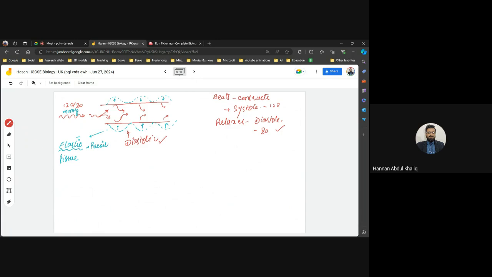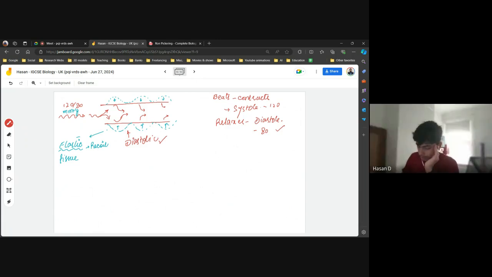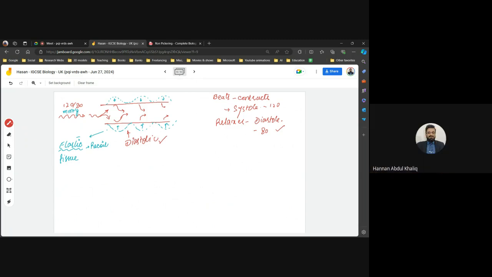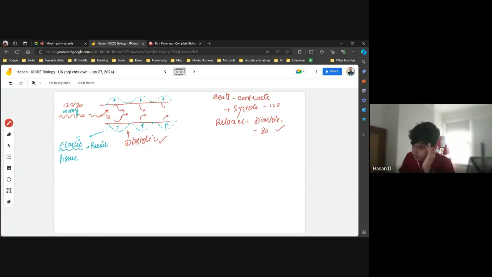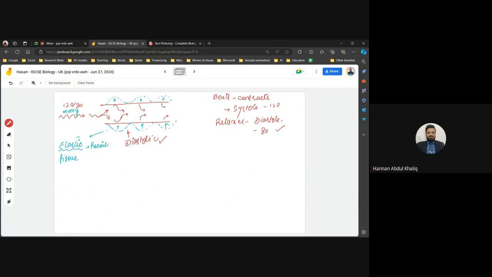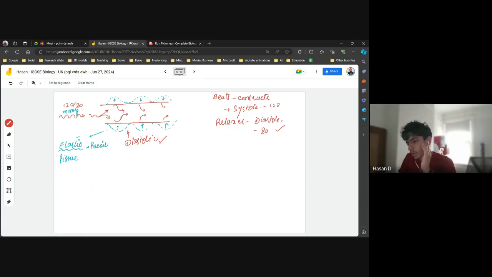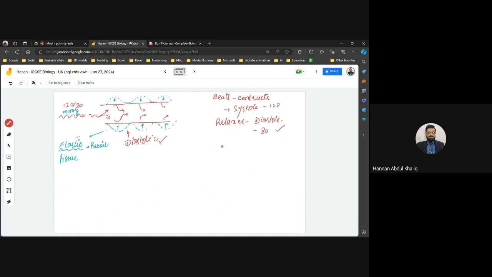Getting it? So it's like the blood pressure is 120 when the heart contracts and 80 when it relaxes. Exactly. And what's the unit for the 120 and 80? The unit is basically millimeters of mercury.